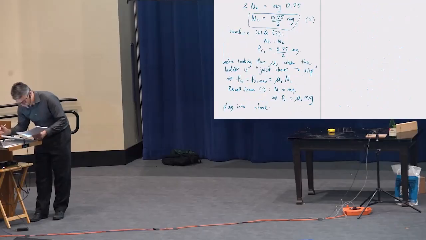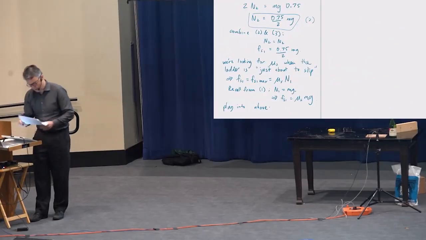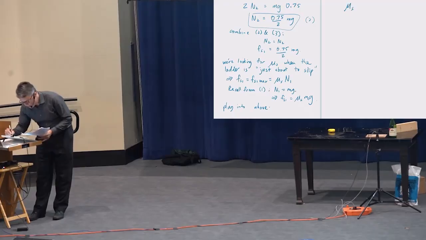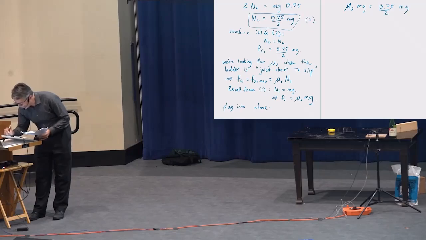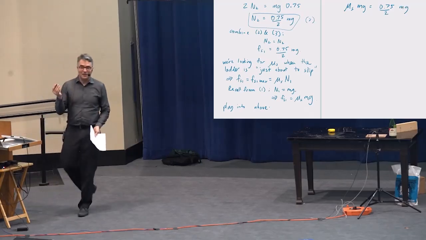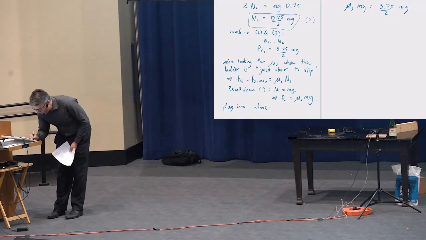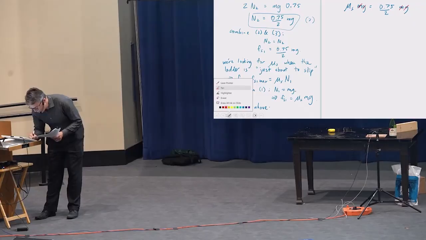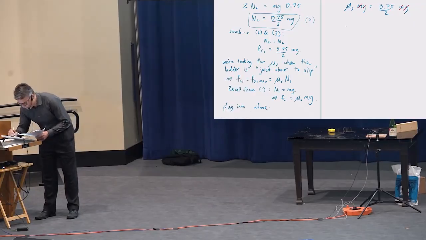Running out of room again. So you get mu sub s times m times g equals 0.75 over 2 times m times g. This is one of the reasons I like to keep things symbolically: look at all the things that cancel. You can divide both sides by m, and you can divide both sides by g. And it just magically all works out.